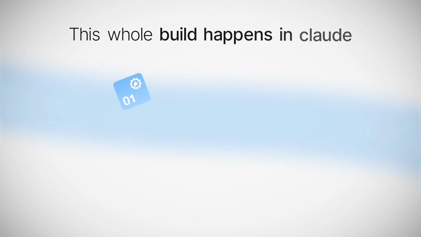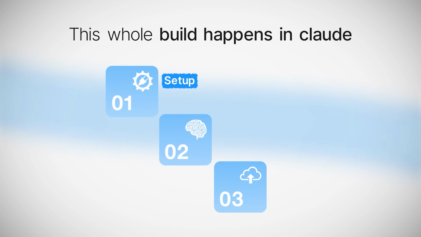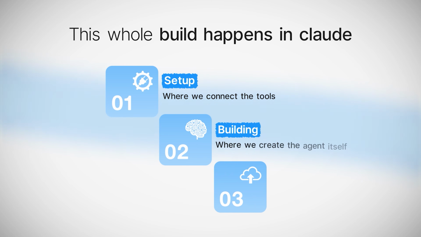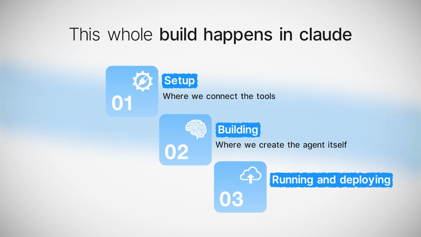For now, let's get into it. Connecting the tools. Before anything gets built, it is worth knowing the shape of what's coming up. So this whole build happens in Claude and it runs in 3 different stages. Setup, where we connect the tools. Building, where we create the agent itself. Then running and deploying it.